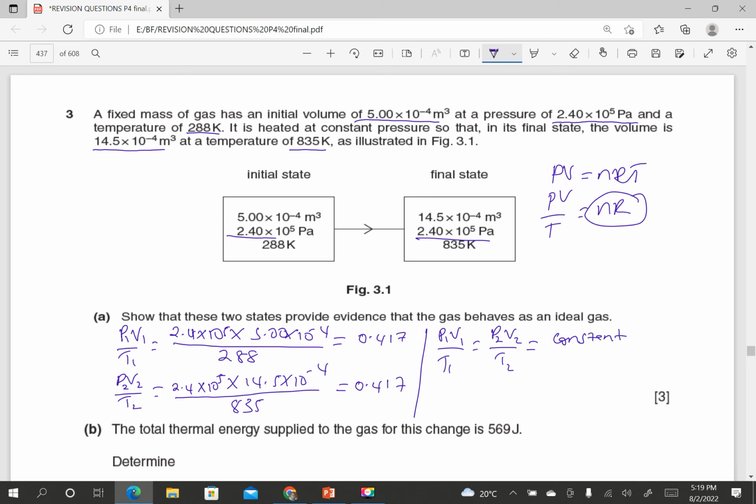If PV over T is a constant, then this must be an ideal gas. PV over T is a constant, so it is an ideal gas. Okay, let's continue.